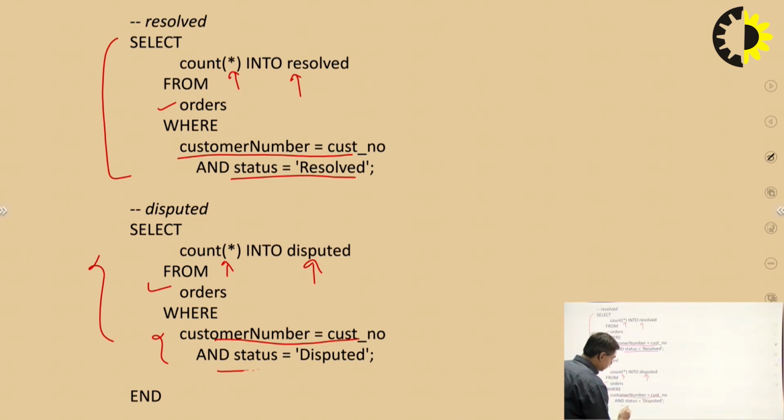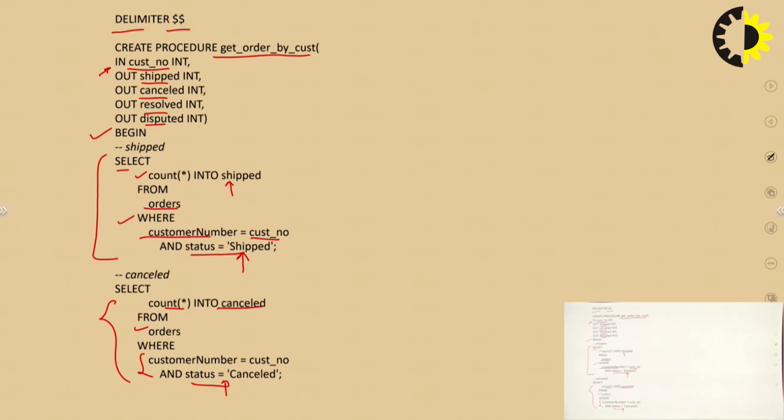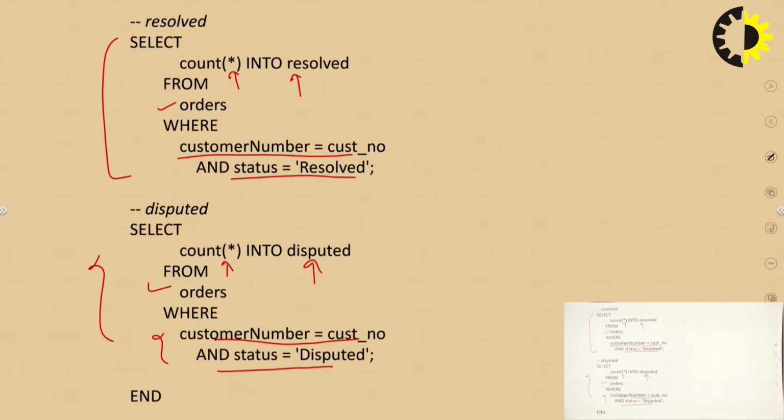If status equals disputed, it will count the number of rows where this condition is matched and store it in the variable disputed. So we have four out variables: shipped, cancel, resolved and disputed. For a particular customer, all these four variables will be updated. The next part is to call this stored procedure, get order by customer, and display the output.